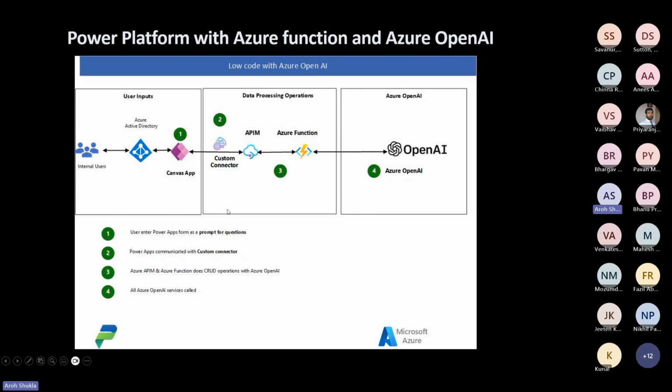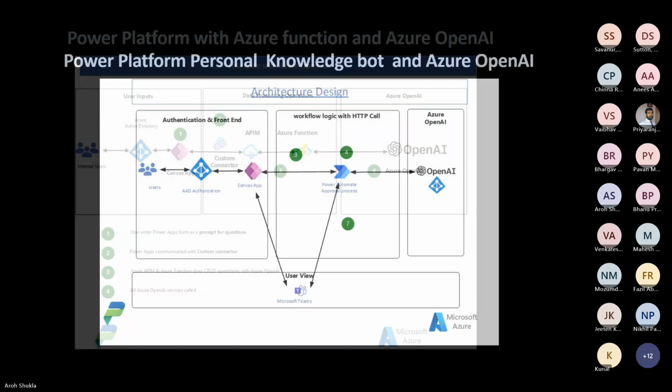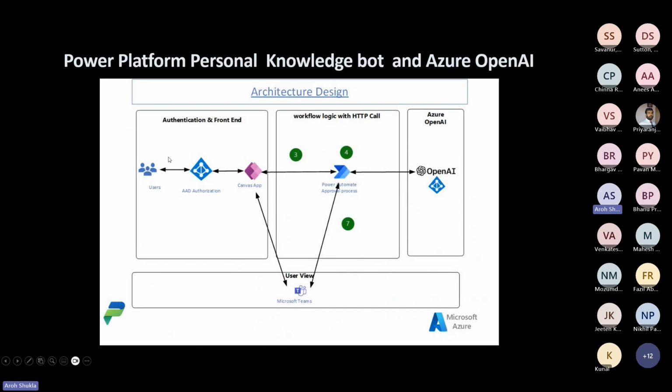Here I can ask some questions through my Power Apps, and my custom connector will work and ask those questions to OpenAI, and then later in the UI it shows me the answer. We'll see this in my demo. The same thing happens here from the authentication standpoint. I can have my knowledge bot.